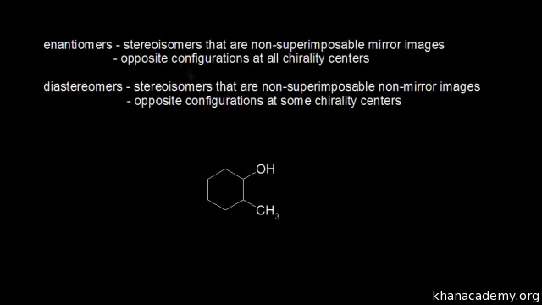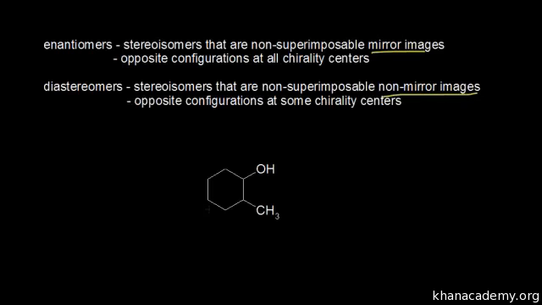We've already seen that enantiomers are stereoisomers that are non-superimposable mirror images of each other. There's another type of stereoisomer called a diastereomer, and diastereomers are stereoisomers that are non-superimposable non-mirror images of each other. Let's take a look at this example to see if we can figure out what a diastereomer is.